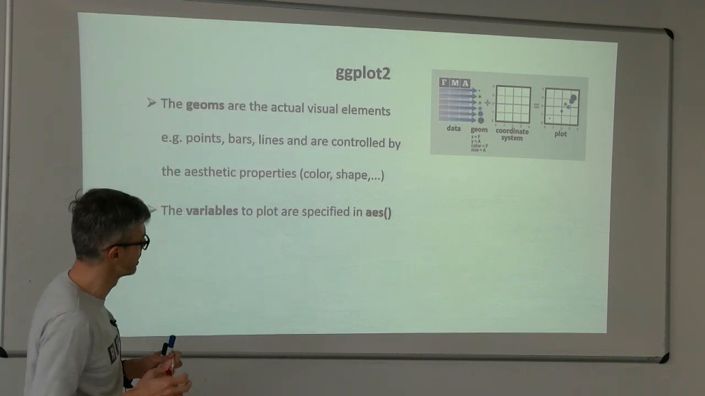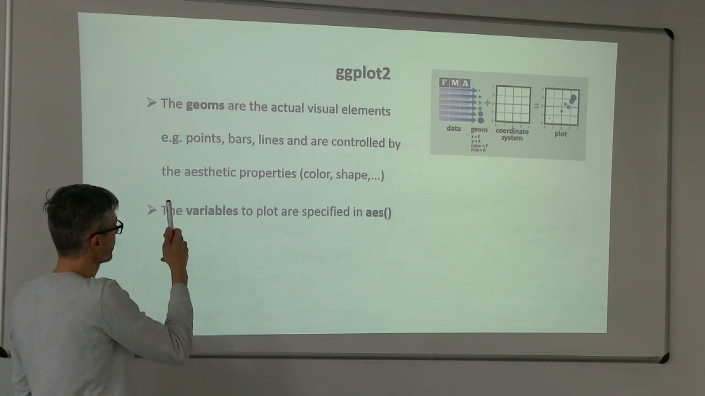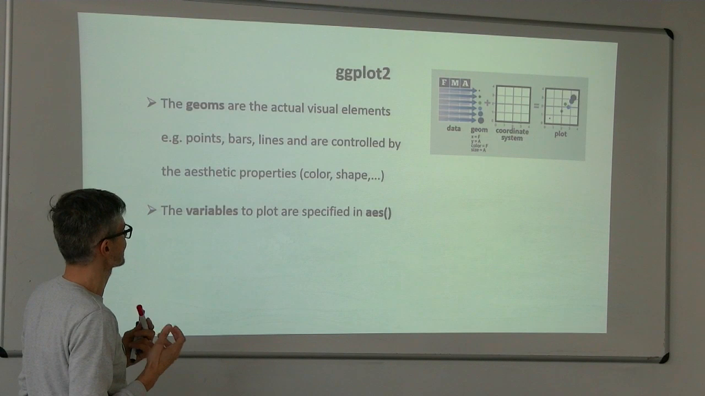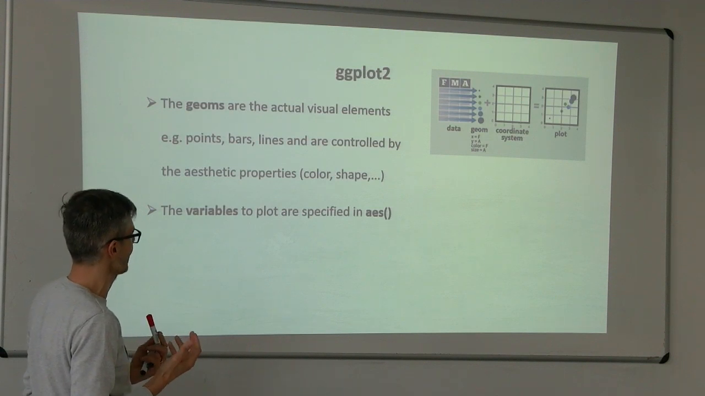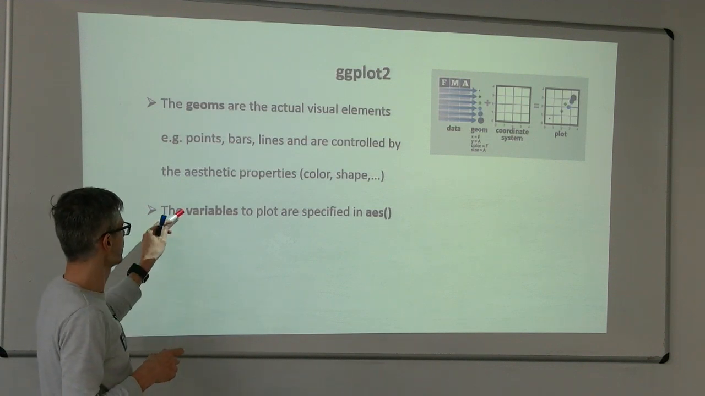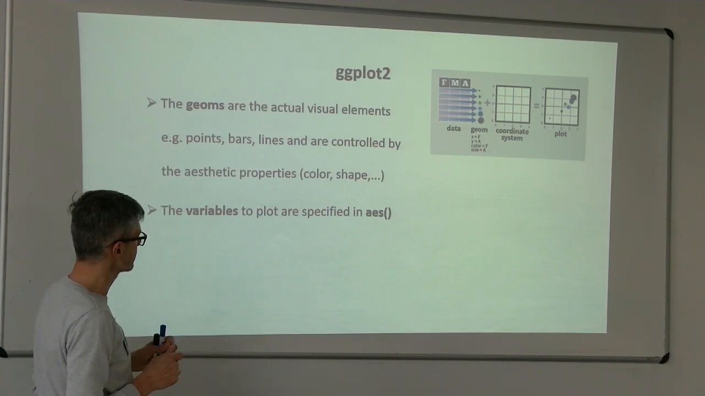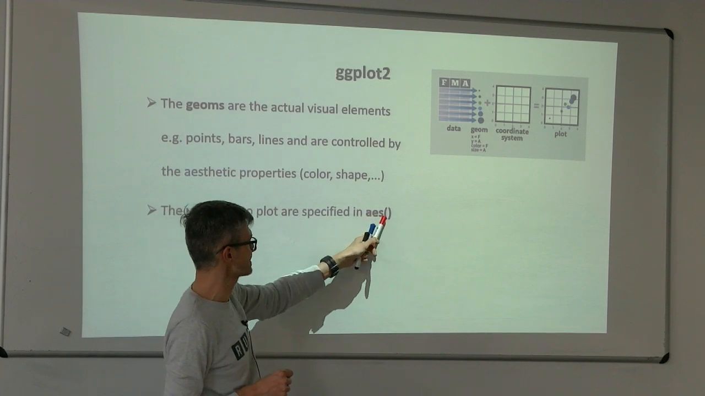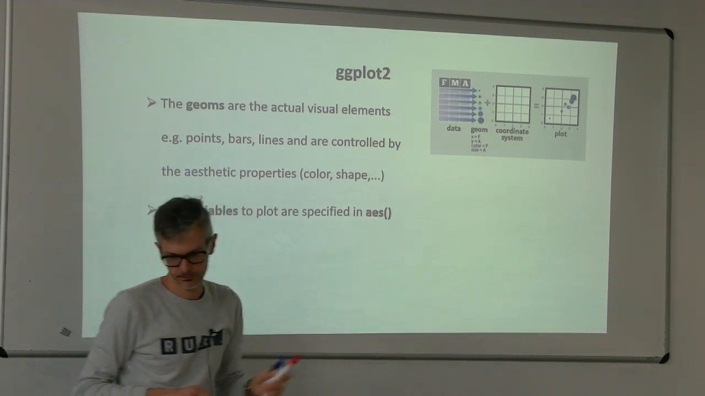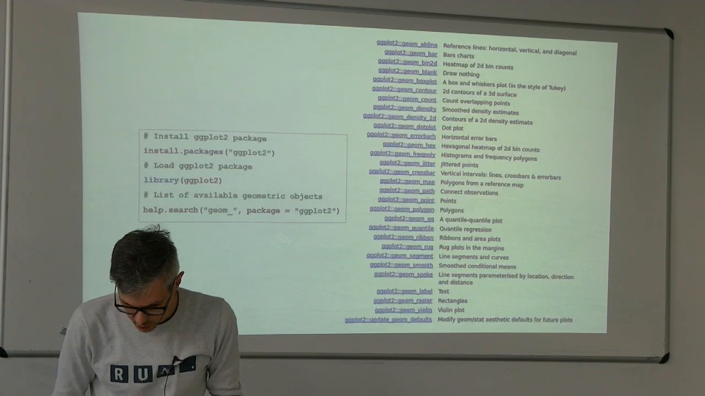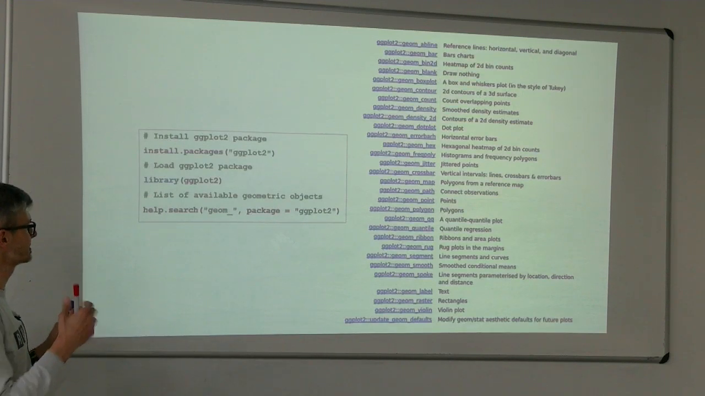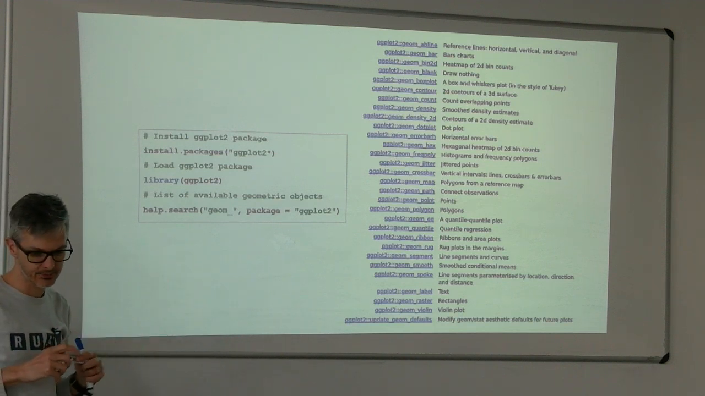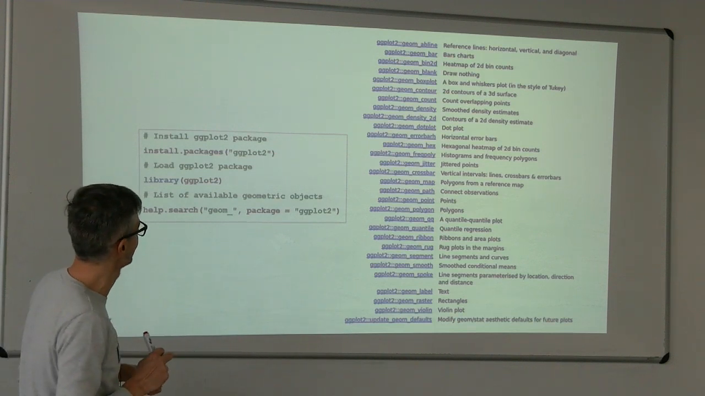So the geoms are the visual elements, so points, bars, lines, and so on. And those are controlled by these aesthetic properties like color, shape, and so on. How can we then use the variables? These are specified in what you will see as aes, referring to the aesthetics. And you can use this in two ways. You can directly use it in the ggplot or in one of the layers. And I'll explain that with an example in a moment.